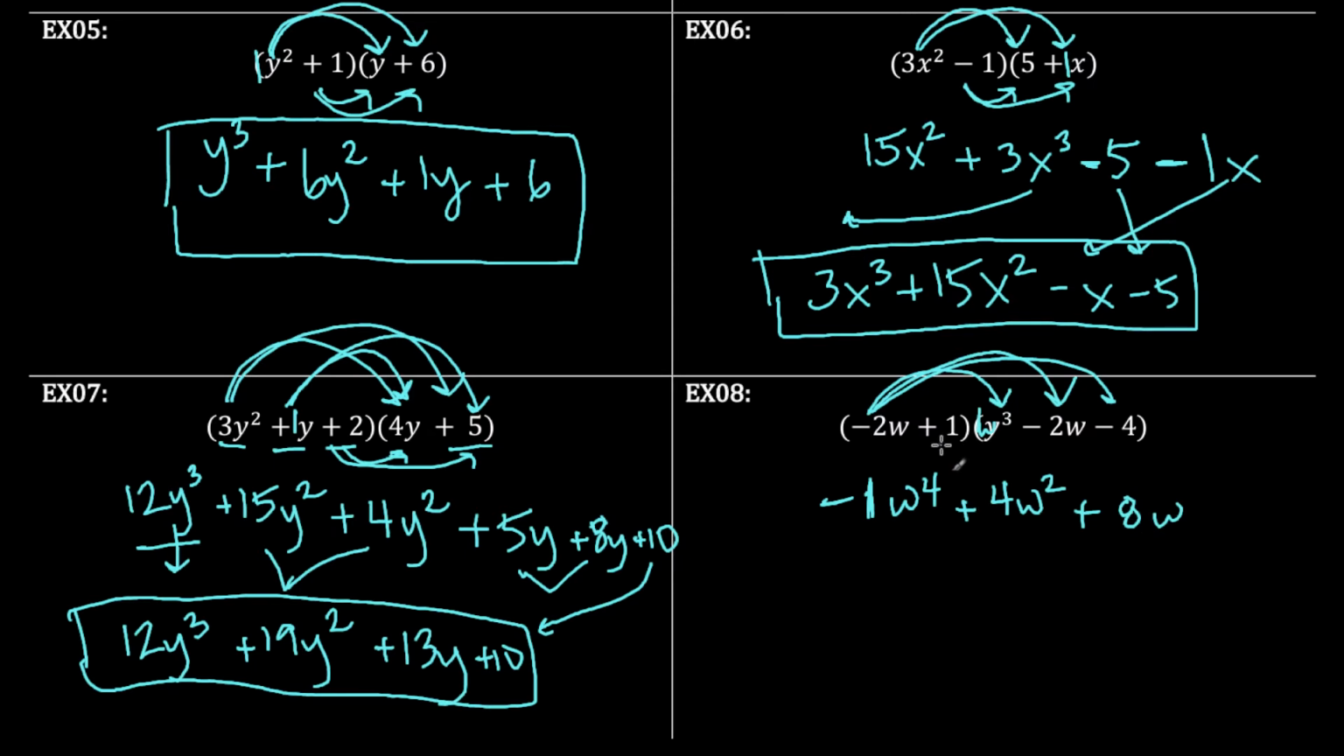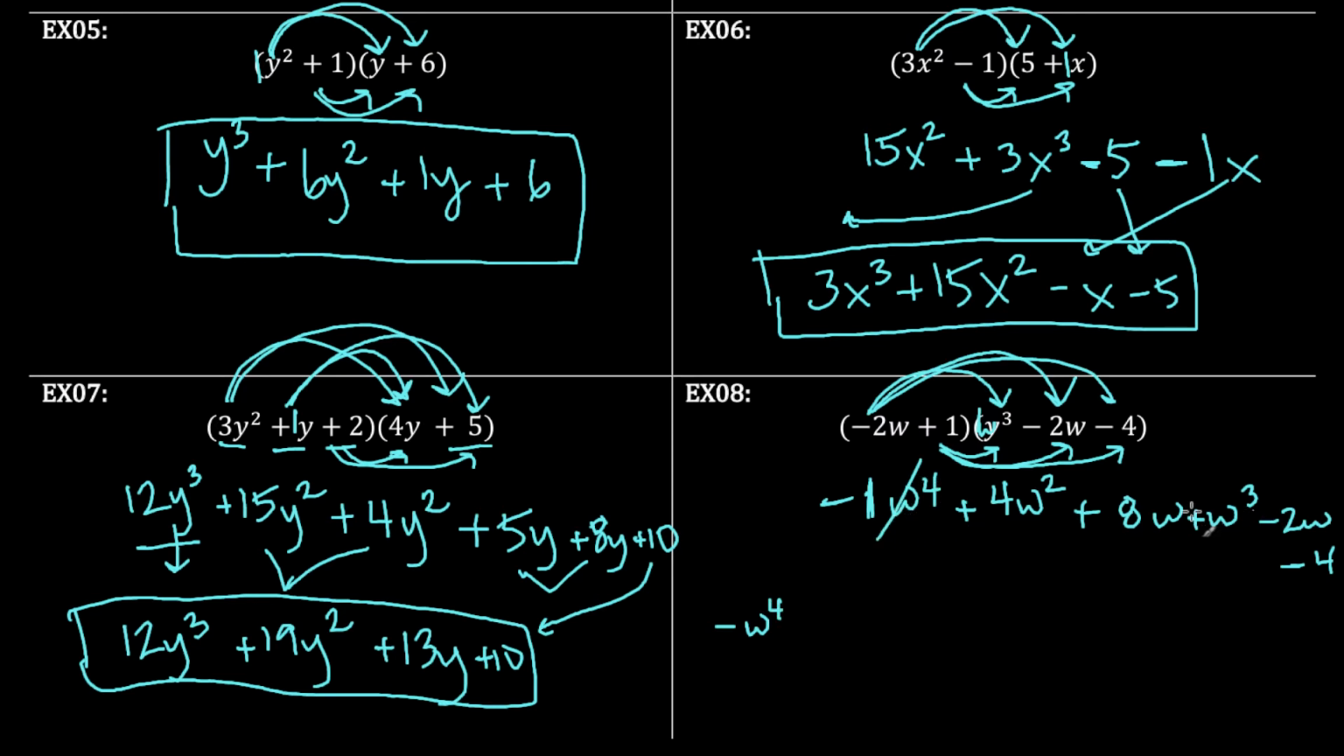And we've got 3 more to go. So 1 times anything is the same. So 1 times w to the third is just w to the third. 1 times negative 2w should just be negative 2w. And 1 times negative 4 is minus 4. Okay, I'm going to start off here. Negative 1w. I'm not going to write 1. Negative w to the 4th.